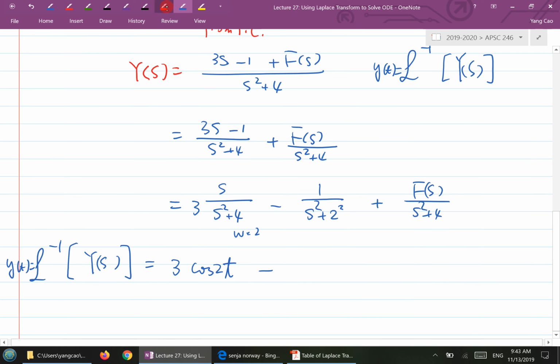So what do I have to do? I'm going to change the numerator to 2, so that's exactly the same as the table now. And then I divide by 2. Now I have exactly what I need from the table. So the inverse for this one is 1/2 sine 2t.